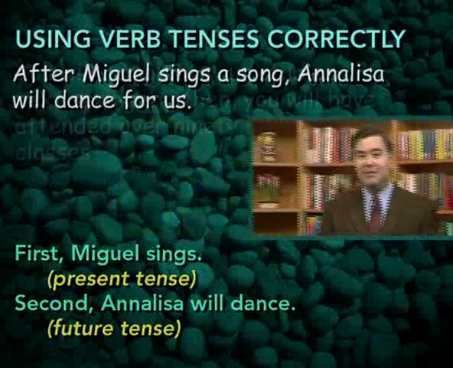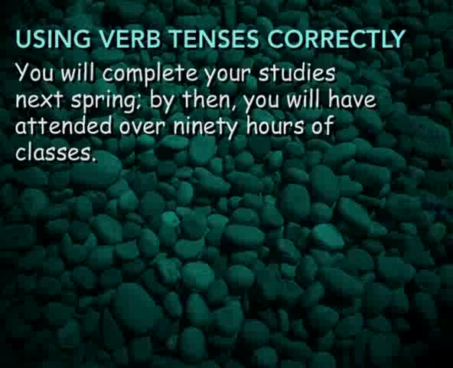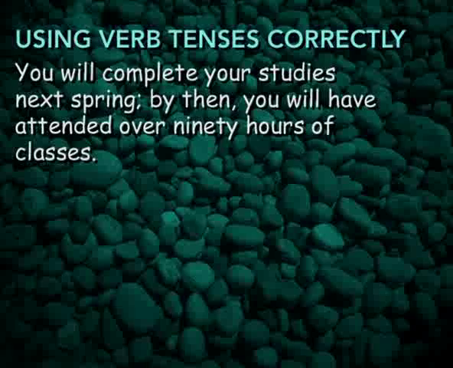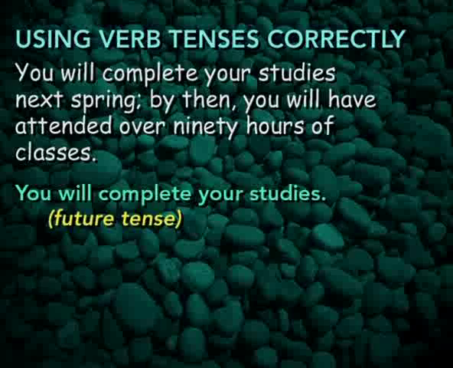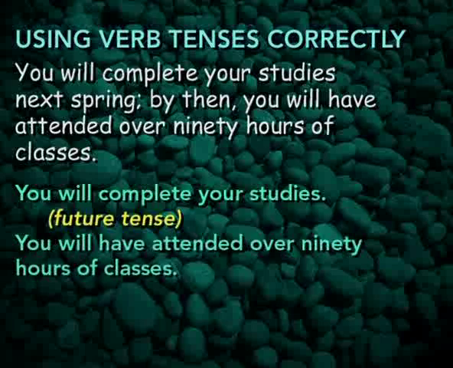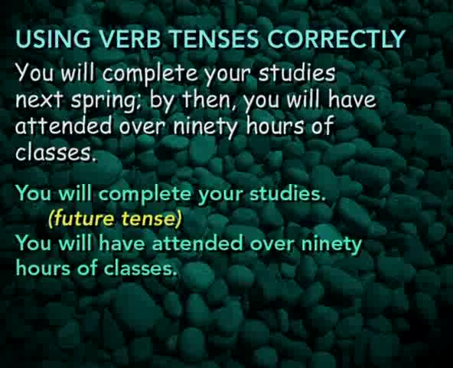One more example. You will complete your studies next spring. By then, you will have attended over 90 hours of classes. Once again, there are two events described in this sentence. The first event is you're completing your studies. That's described in the future tense because it's something that's going to happen in the future, specifically next spring. You will complete your studies. That's the future tense. Now, what about the attending of over 90 hours of classes? Well, that's something that's going to happen prior to your completing of your studies.